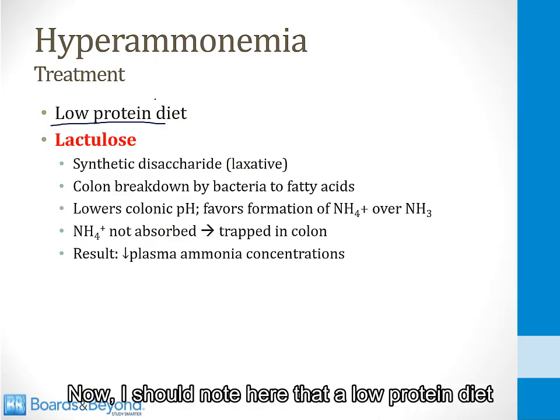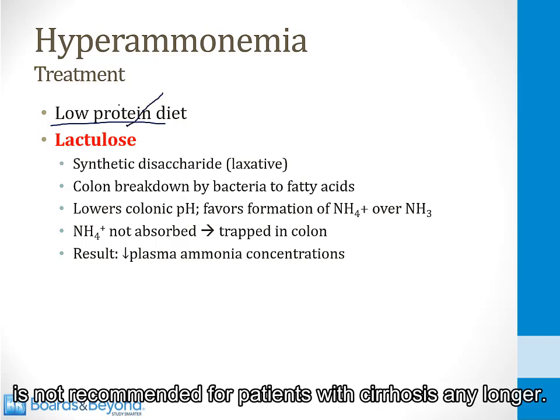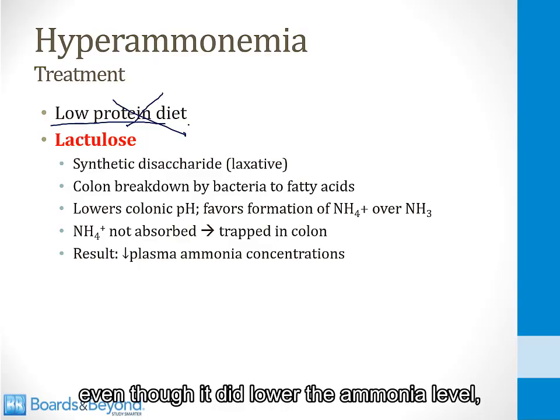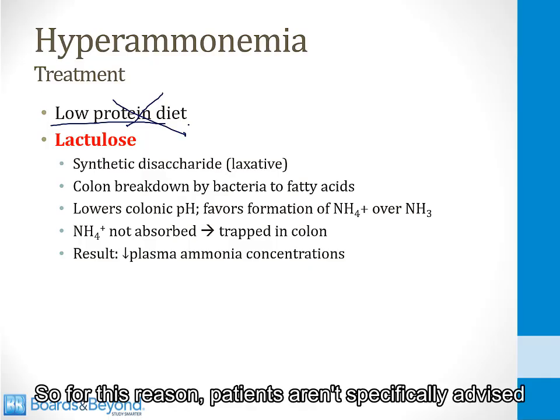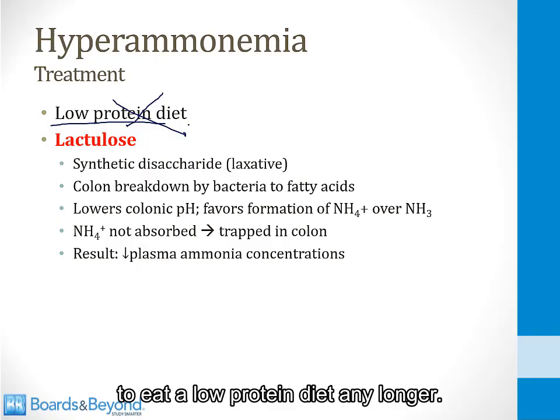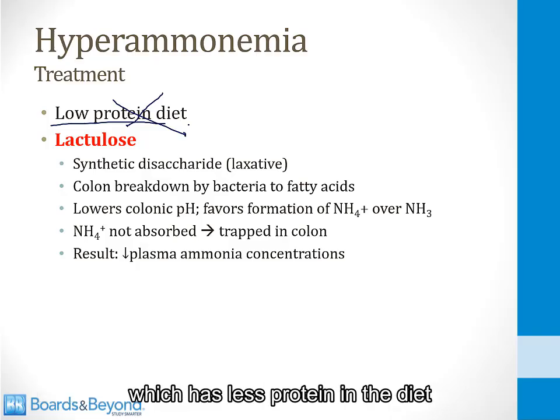Now, I should note here that a low-protein diet is not recommended for patients with cirrhosis any longer. The reason is because even though it did lower the ammonia level, it led to malnourishment, which was sometimes fatal. So for this reason, patients aren't specifically advised to eat a low-protein diet any longer. But I put this on the slide because you should understand the theory behind it, which is less protein in the diet leads to lower ammonia levels.